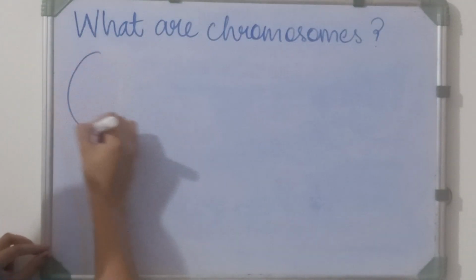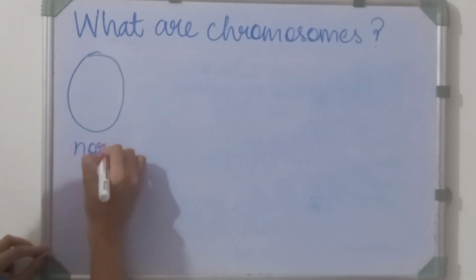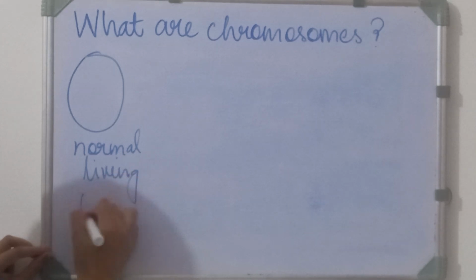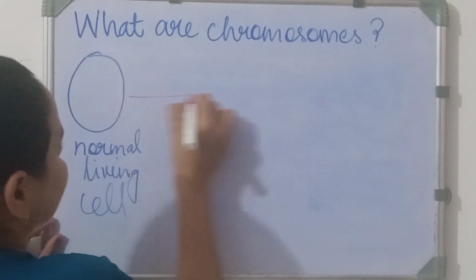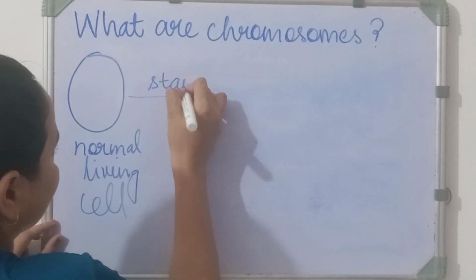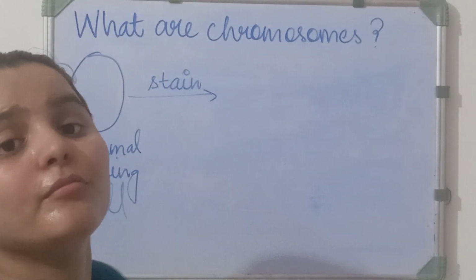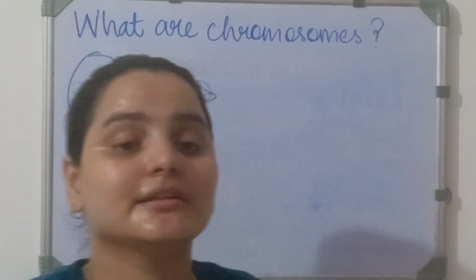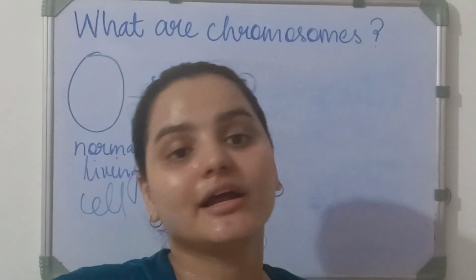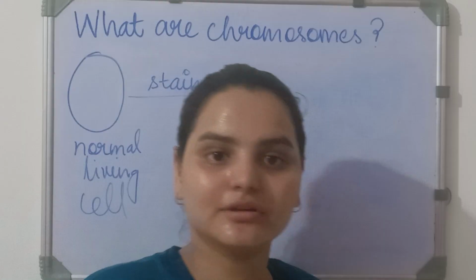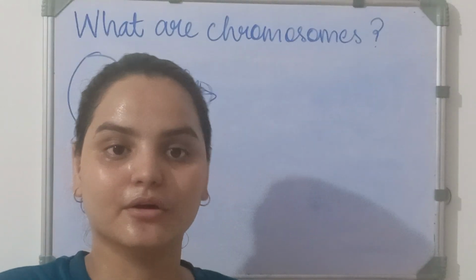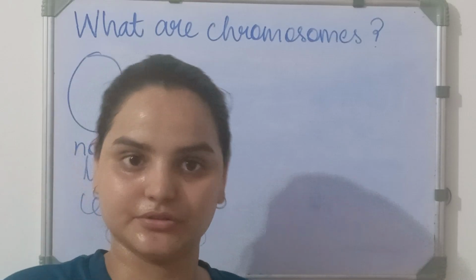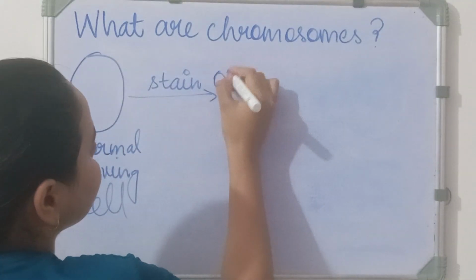This is the cell, again the same normal living cell, and this time we are using stain. A stain is a form of a dye. You have seen people using dye to color their hair. These dyes only give colors. Similarly, stain gives colors to different parts of the organelles for clear visualization.